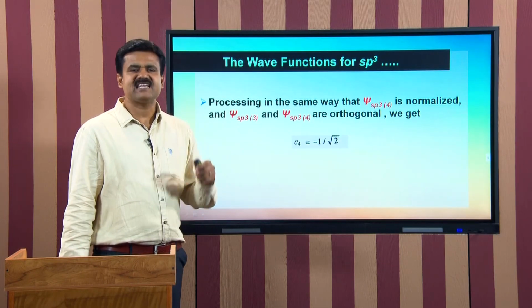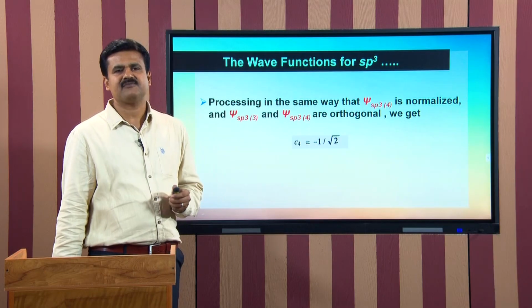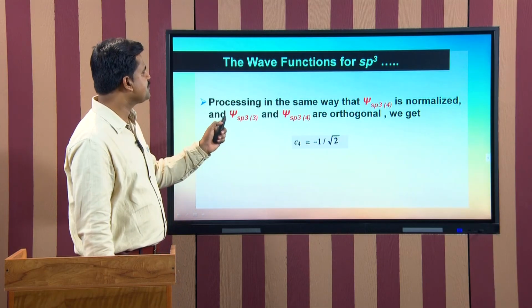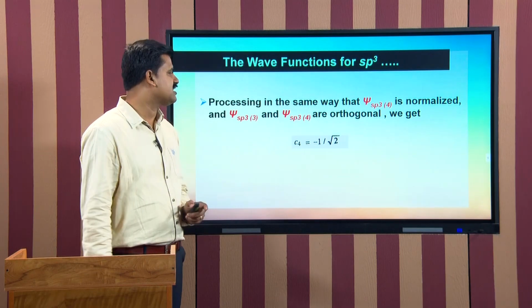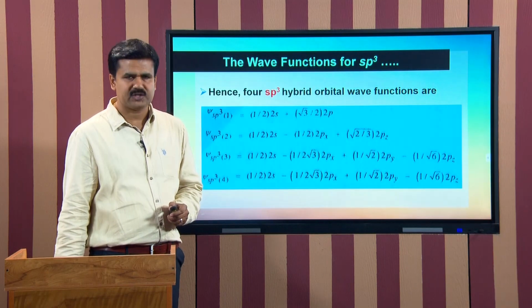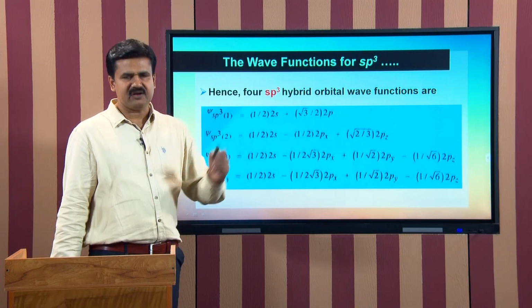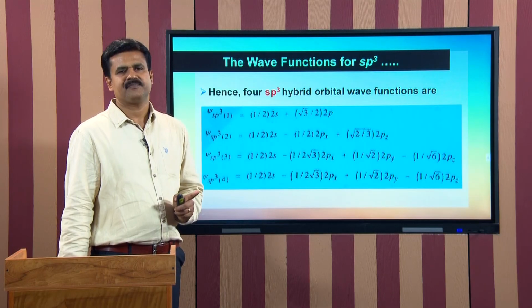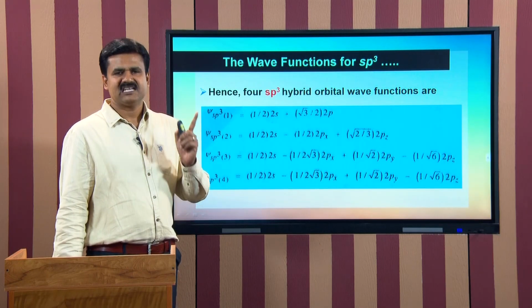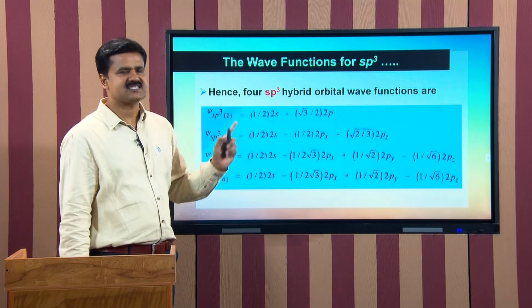Processing in the same way as that of psi sp3 4, it is normalized, and psi sp3 3 and psi sp3 4 are orthogonal. We are again getting the coefficient C4 equal to minus 1 by root 2. By getting all the coefficients, we get the complete four sp3 hybrid orbital wave functions like this.